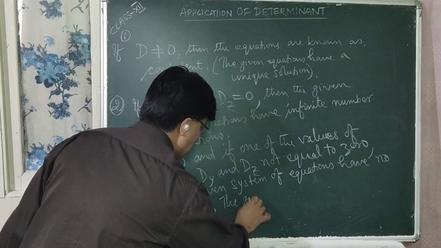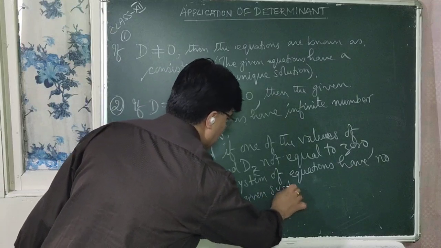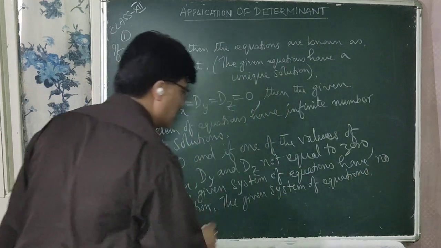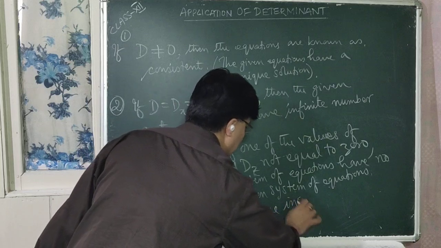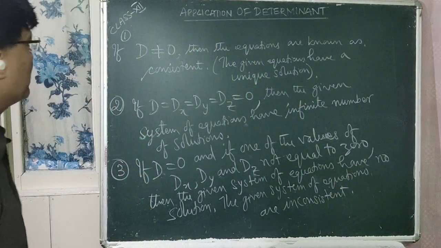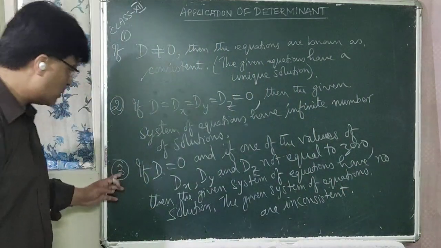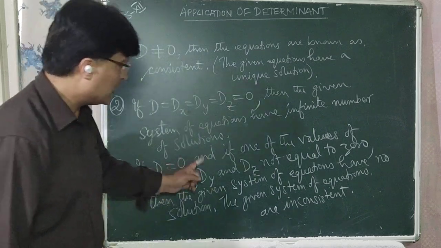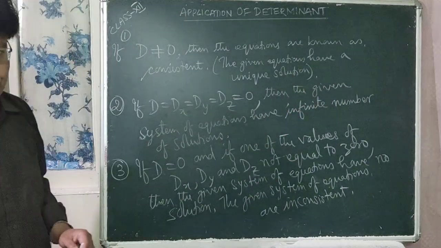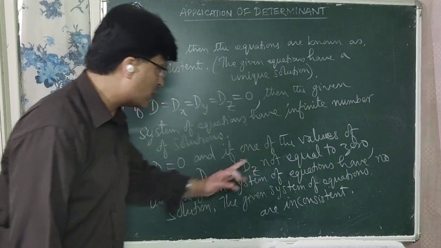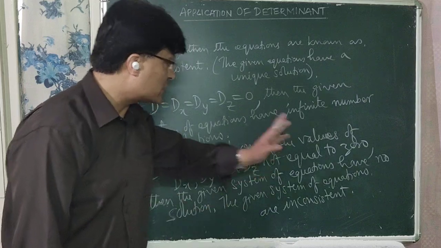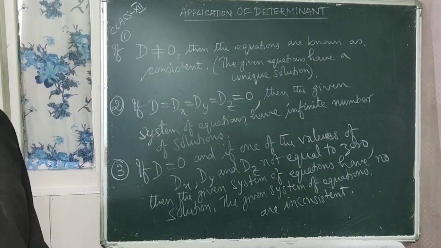Then the given system of equations are inconsistent. Is that clear? So you have to remember these three conditions. So what is number 3? If d is equal to 0, right? And if one of the values of dx, dy and dz is not equal to 0, right? Then the given system of equations have no solution. In that case, the given system of equations are inconsistent, right?